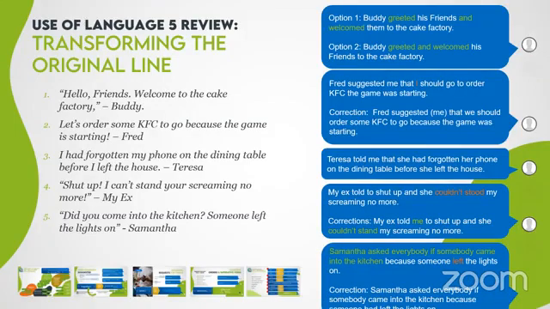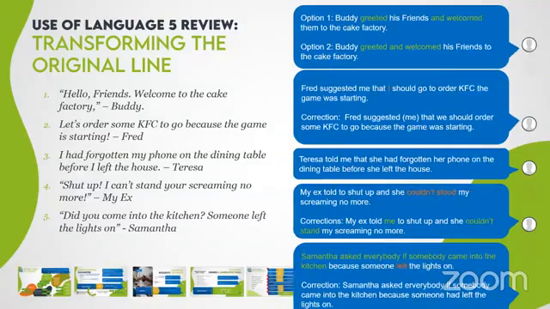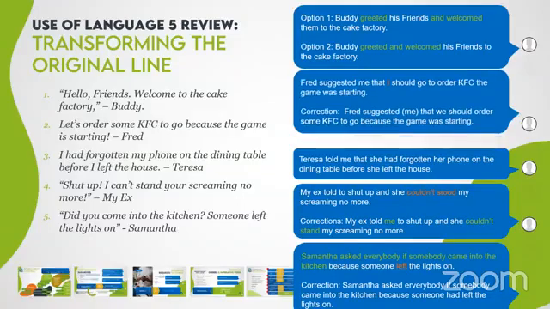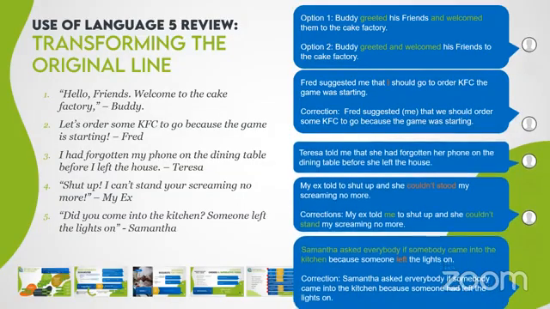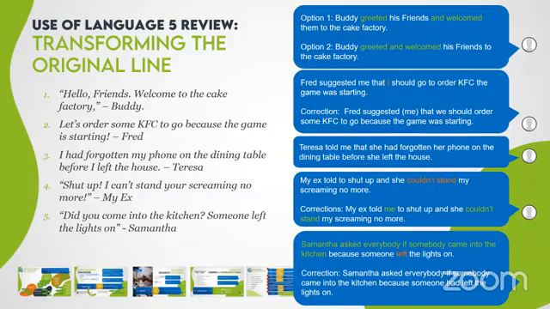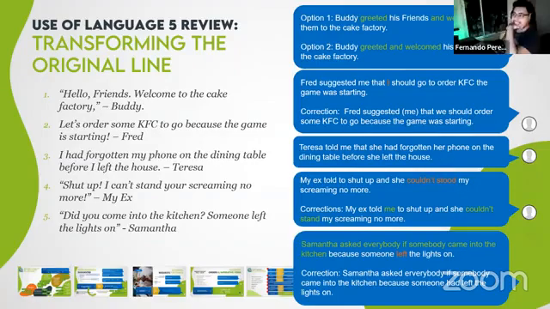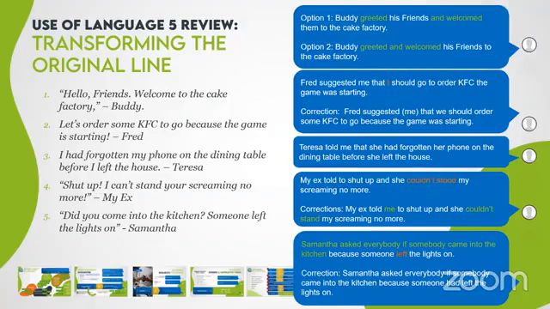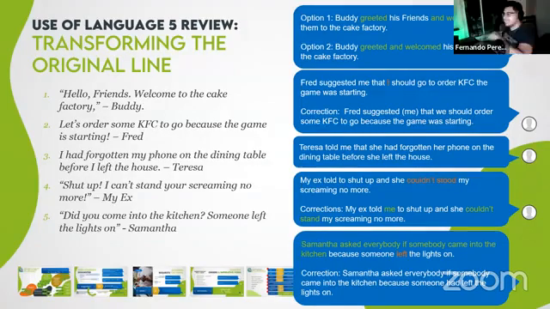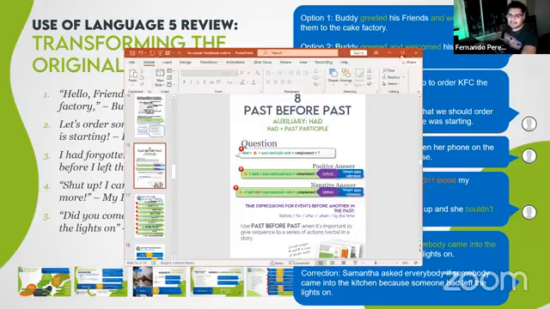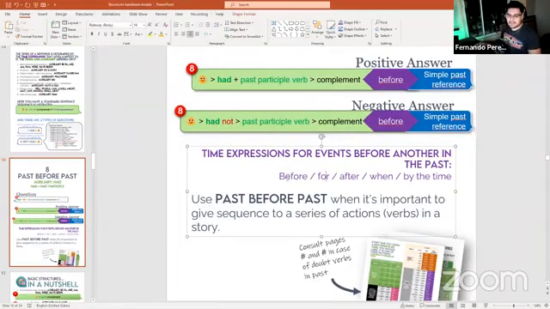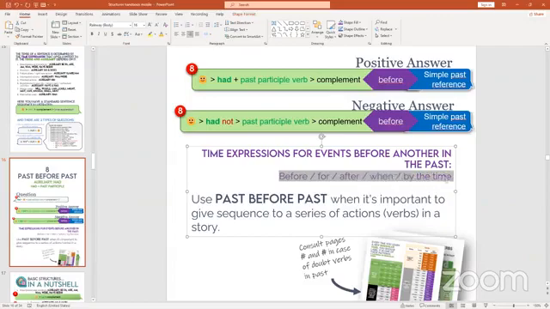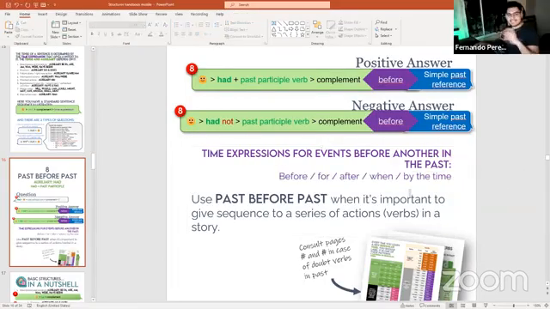The only form where the second part doesn't change is when we have before, after, things like that. Is that the only form? Of course. That's the indicative of past before past. You have the time expressions over here: before, for, after, when, and by the time. If these expressions are not there, it's not necessary.